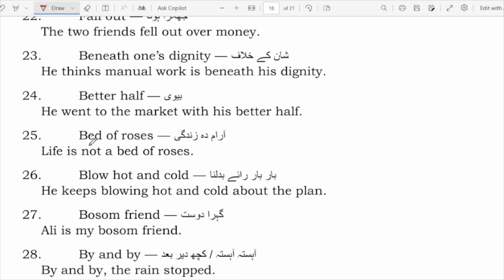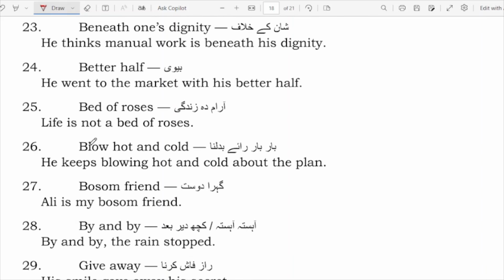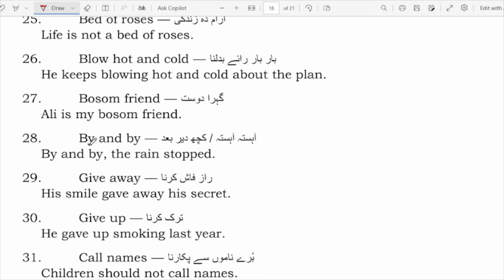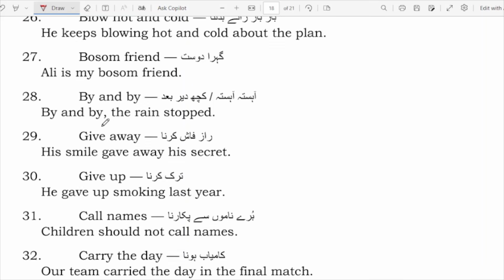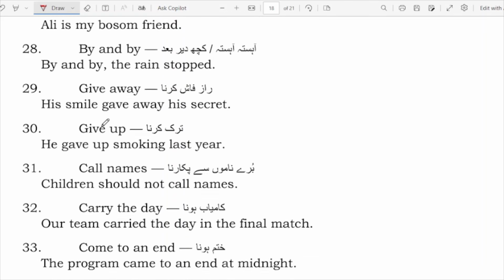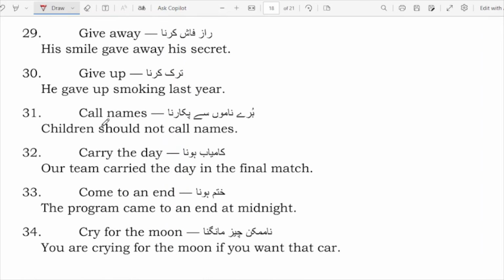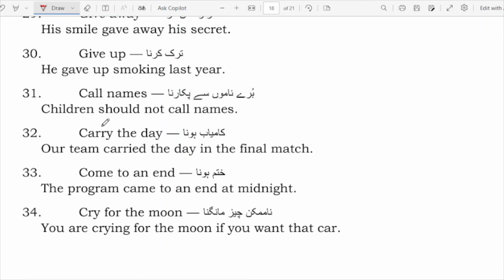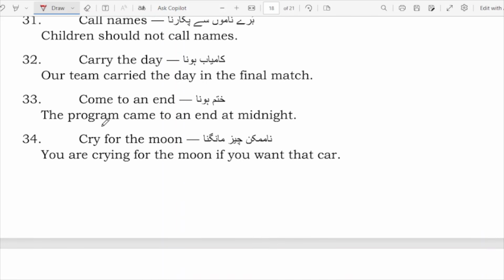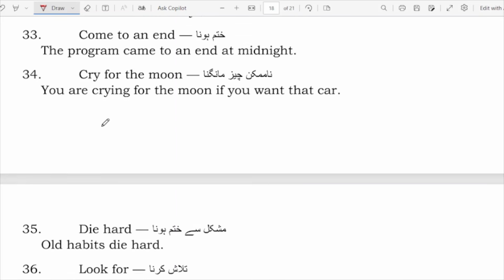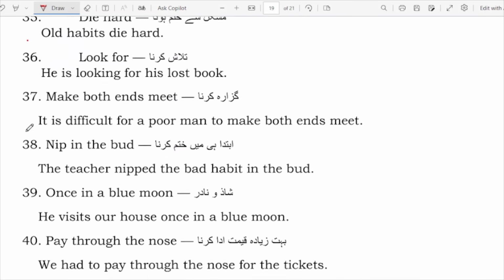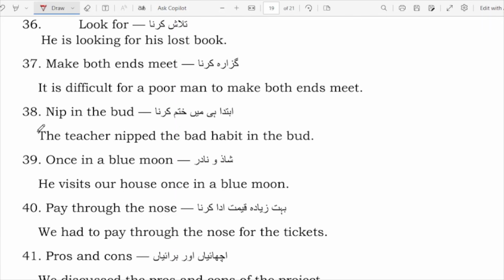Better half, biwi, wife. Bed of roses, bed of thorns, blow hot and cold, bosom friend, bachpan ka sathi, at least my bosom friends, by and by, aista aista, give away, takseem karna, give up, tark kar dena, call names, gaaliyan dena, buri baatein karna, bure naamon se pukarna, carry the day, kamyab din, come to an end, cry for the moon, namumkin cheez ko manna, die hard, look for, talash karna, make both ends meet, guzara karna, nip in the bud.